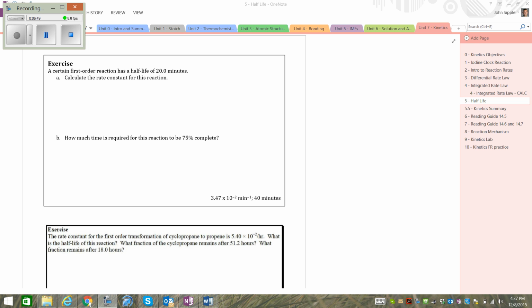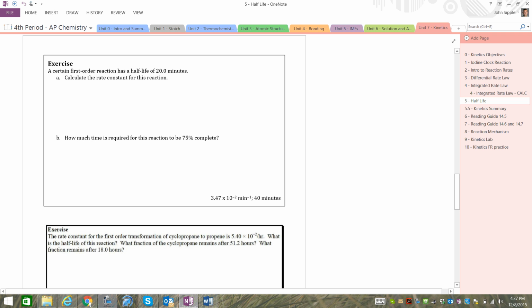Okay, so those are the graphs. So let's move on to a couple sample half-life problems. If we look at these half-life problems here, the nice part is this one tells you right away that it's a first-order reaction. Okay, so I'm going to flip to the front of the page.